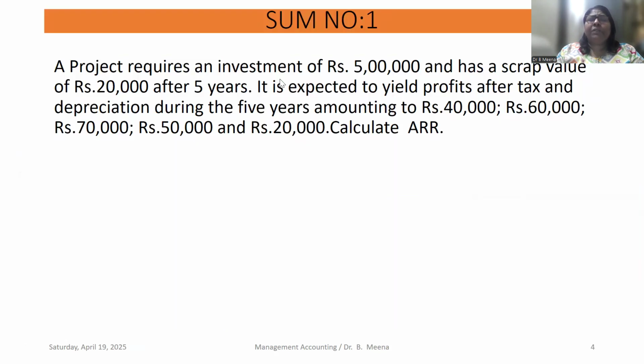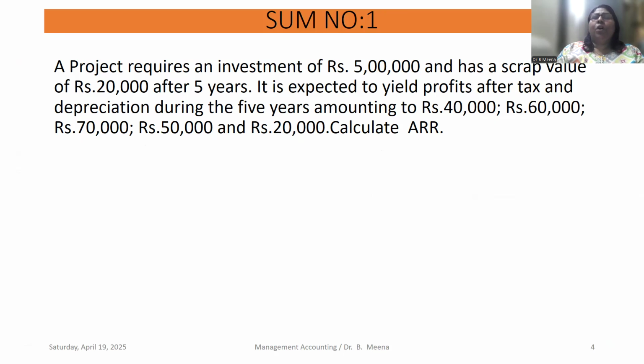A project requires an investment of rupees 5 lakhs. So the investment cost is how much? 5 lakhs. The scrap value is given as 20,000 after 5 years. It is expected to yield profits after tax and depreciation. So in the question itself, we have ready-made answers, profits after tax as well as after depreciation. The only job we need to do is calculate the total profits of all these 5 years, then divide by 5 years, which gives you the average profits after tax and after depreciation.